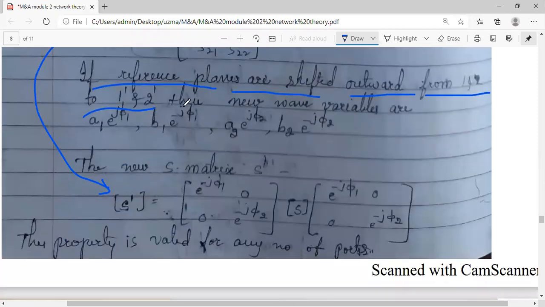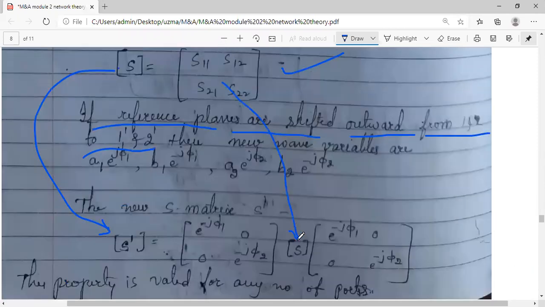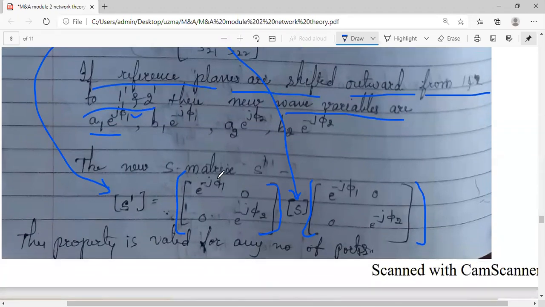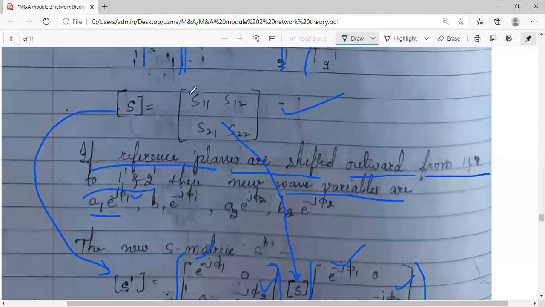The original S matrix remains as it is, but it will be multiplied by these two matrices. The new wave variables are a1 e raised to j phi 1, and so on, now in complex form, because when you shift the reference plane the phase will change. Because of that, phi 1 and phi 2 are taken. You can see here S11 has j phi 1, S22 has j phi 2, and here also it is the same. So if 1 and 2 are your reference planes, this is your S matrix.